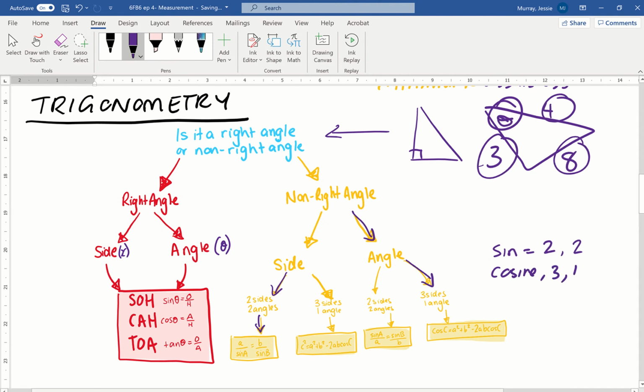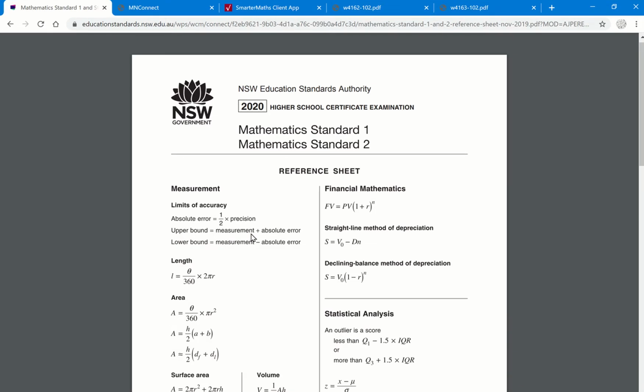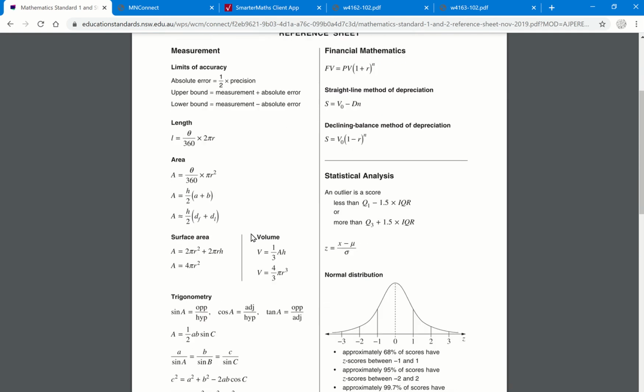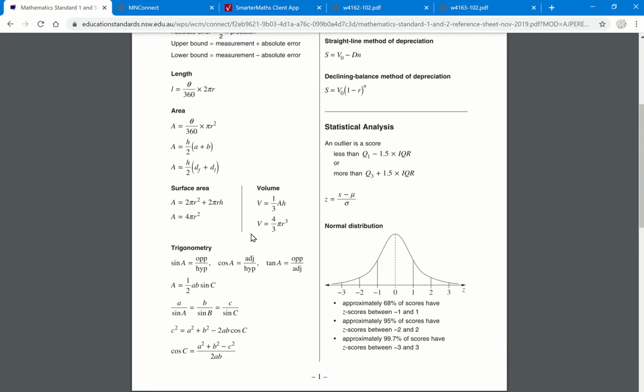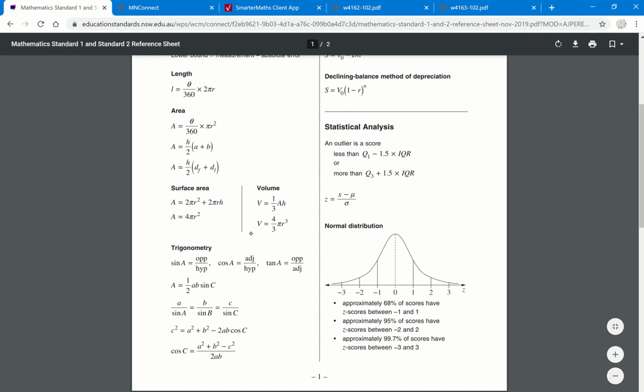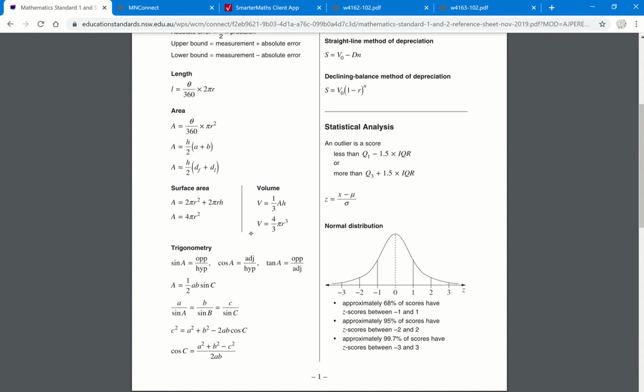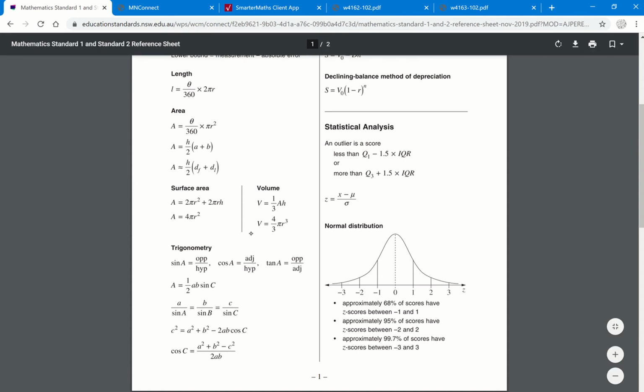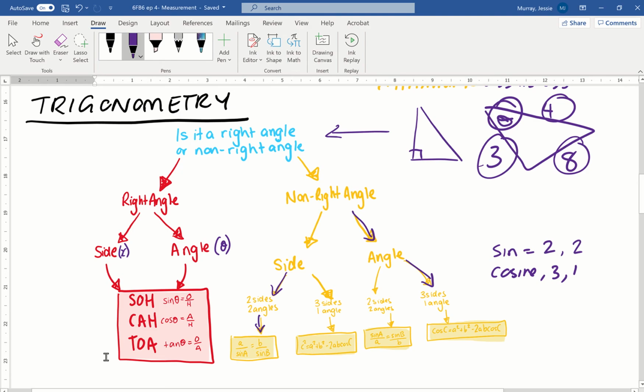If you get stuck on your reference sheet, you do get the following formulas here. So you get your SOHCAHTOA. You get the area of a triangle that's non-right angle. That's the important one too. You get the side formula for sine, but then you get both a side and angle formula for cos. So what you don't get is the angle formula for sine. So that's the only thing you don't get is this one here. But it's really easy to remember because it's just flipped upside down.